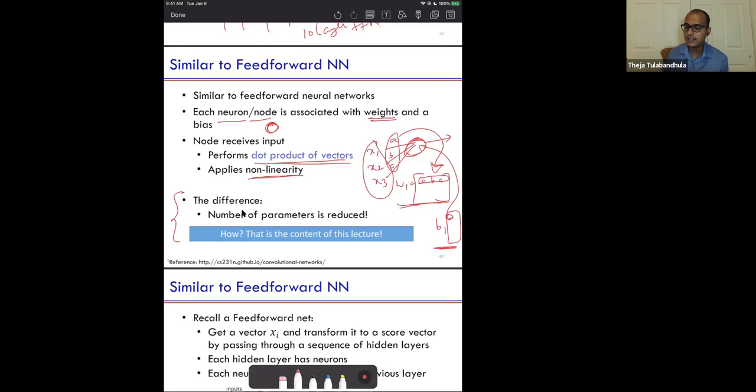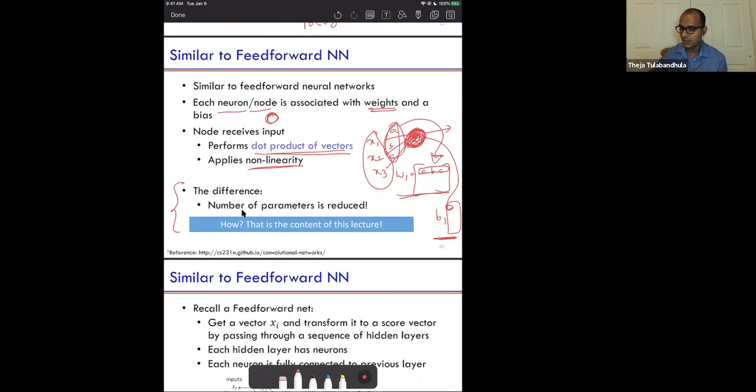But the big motivation for using CNNs, or a slightly different type of neurons in CNNs, is that there's going to be a reduction in the number of neurons. And if I reduce the number of neurons, it's essentially the same thing as saying I'm going to reduce the number of parameters. We'll see how we reduce the number of parameters, but we'll also exploit some structure of the image type of data set.